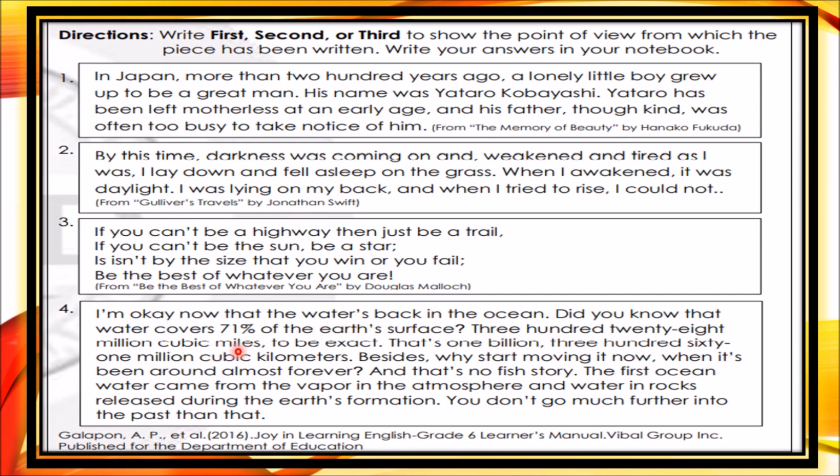328 million cubic miles to be exact. That's 1,361,000,000 cubic kilometers. Besides, why start moving it now when it's been around almost forever? And that's no fish story. The first ocean water came from the vapor in the atmosphere and water in rocks released during the Earth's formation. You don't go much further into the past than that.